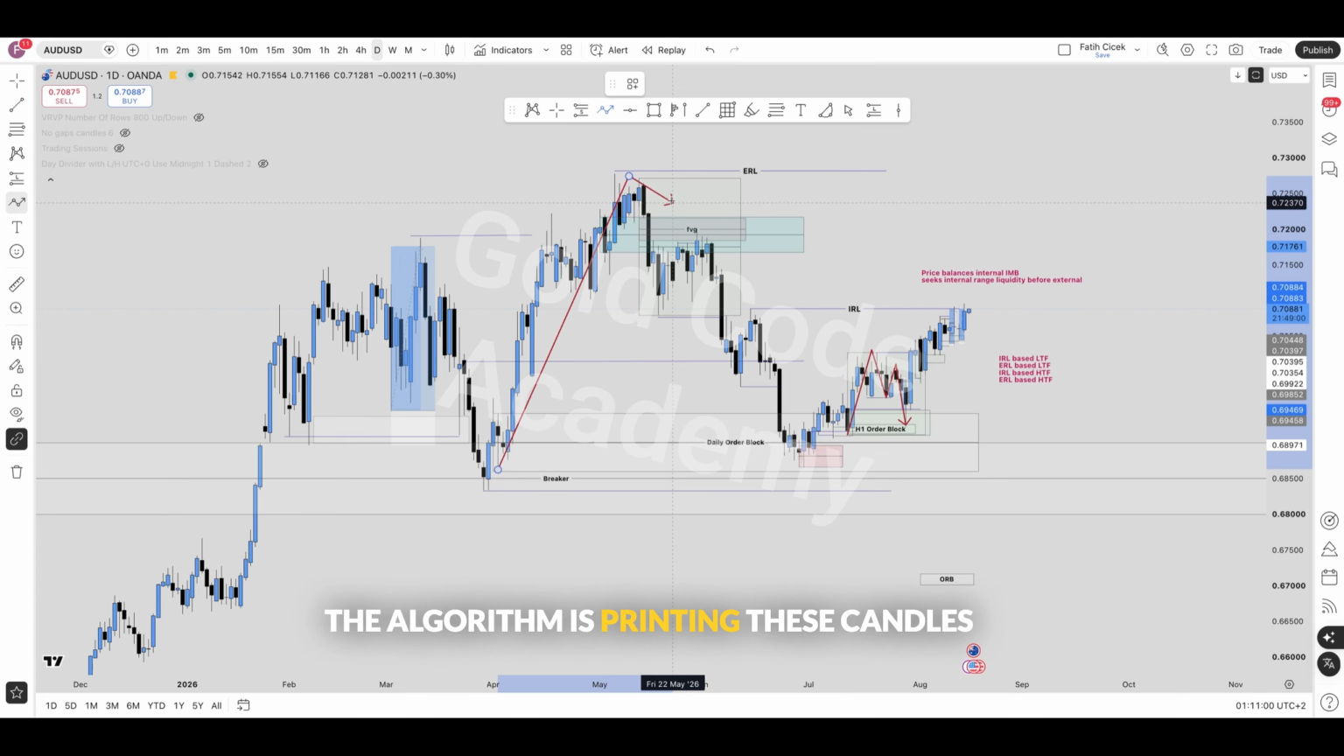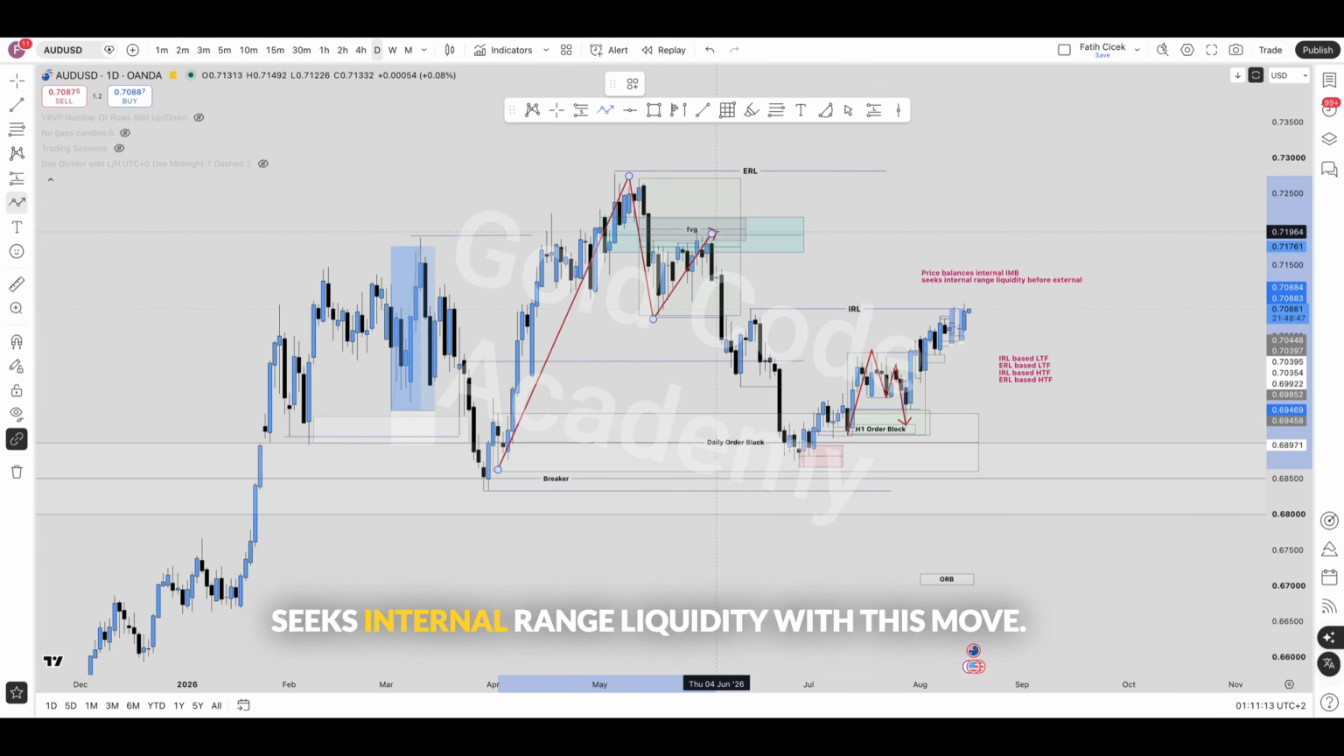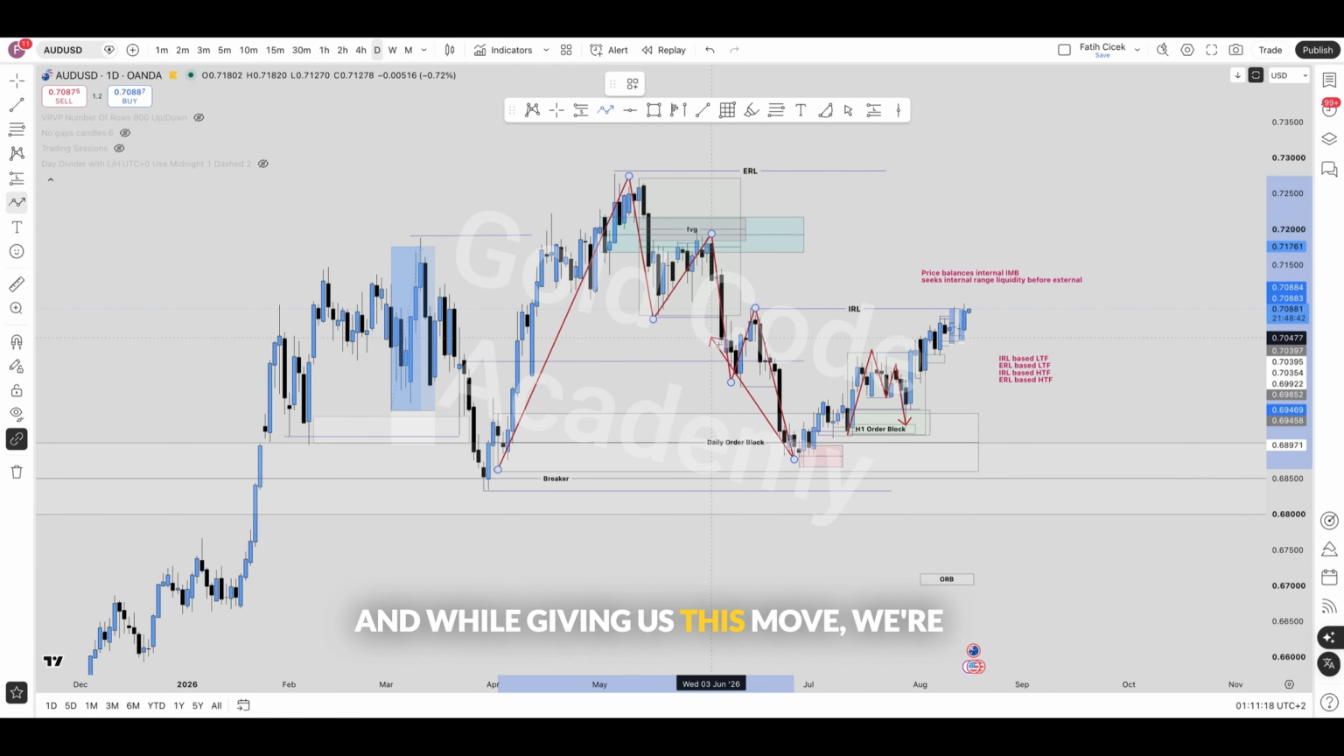The algorithm is printing these candles and engineers buy-side liquidity. Okay. Then we see retracement. What does price do? Seeks internal range liquidity with this move. And while giving us this move, we're basically seeking internal ranges.